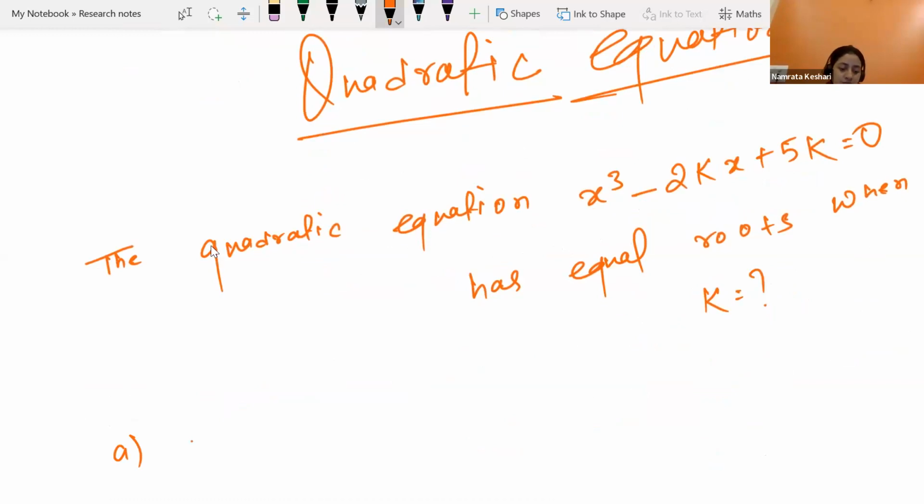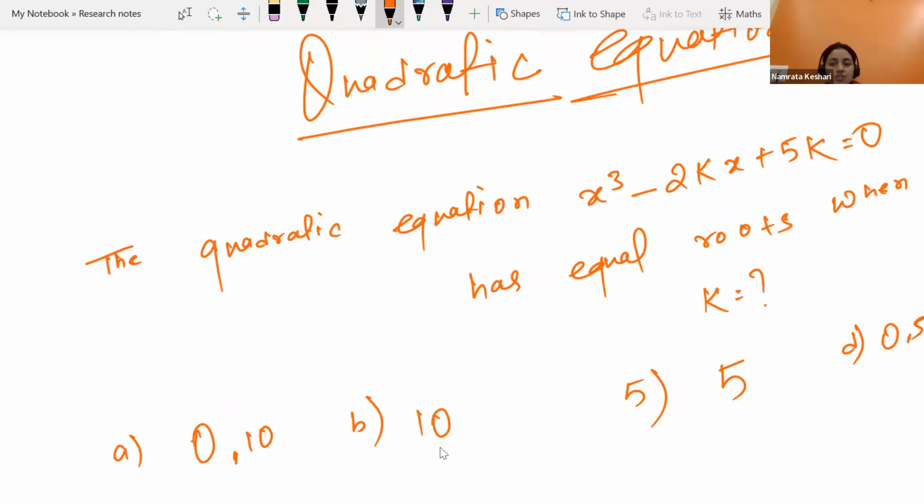Options are 0, 10, and 5. Option A and option B: two values are given. Option A is 0 also, 10 also. Option B is just 10. Option C is just 5. Option D is 0 also, 5 also. Check it. Please check it.